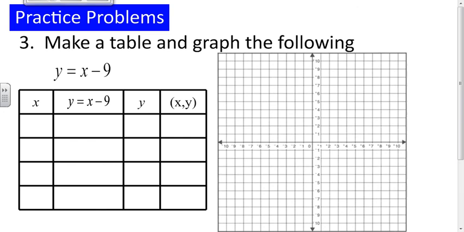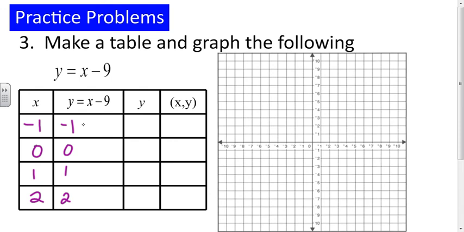Alright, and now let's try to graph this equation y equals x minus 9. Remember, we want to choose 4 values for x, so I'm going to choose -1 and 0 and 1 and 2. And I'm going to substitute -1 for my first value of x, and then 0, and then 1, and then 2. And so my equation is y equals x minus 9.